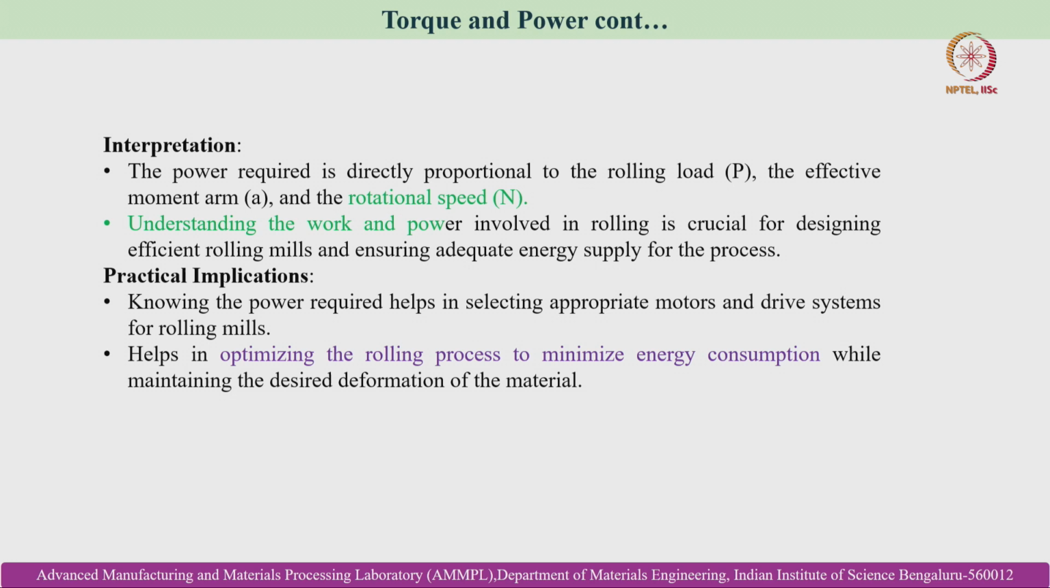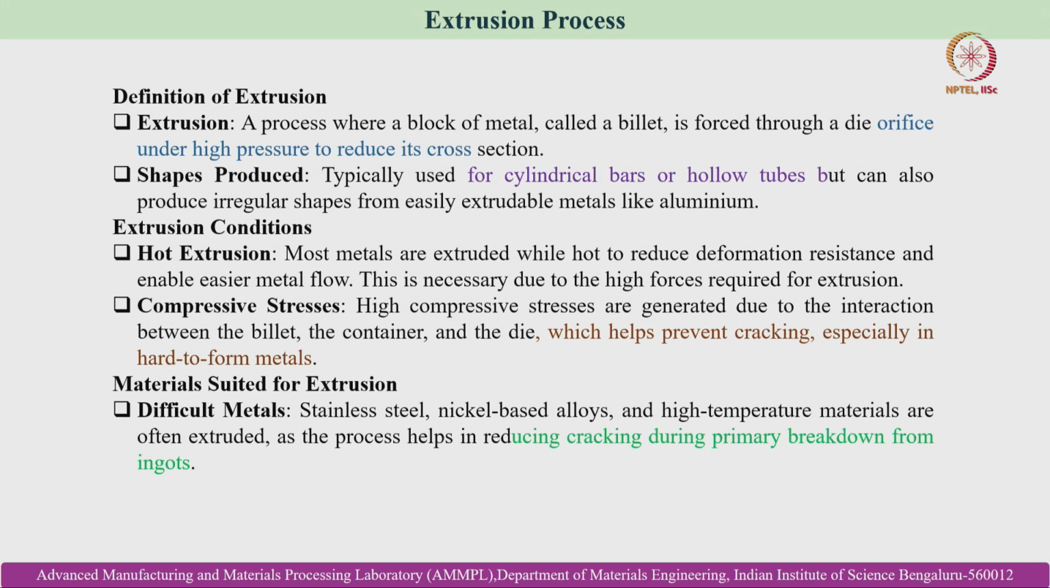What are the practical implications? Knowing the power required helps in selecting appropriate motors and drive systems necessary for rolling mills. It also helps in optimizing the rolling process to minimize energy consumption while maintaining the desired deformation of the material. And then we are done with rolling.